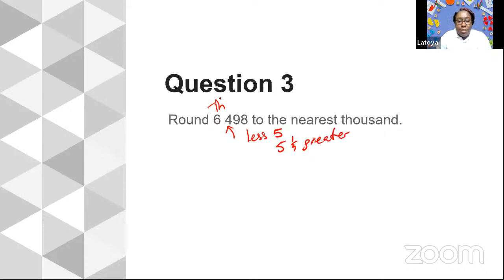So let's look and see. My hundreds number is actually less than 5. So what does this mean? It means that my thousands number remains the same. Okay, so if I round 6,498 to the nearest thousand, my answer will be 6,000. And that's our answer for question number 3.